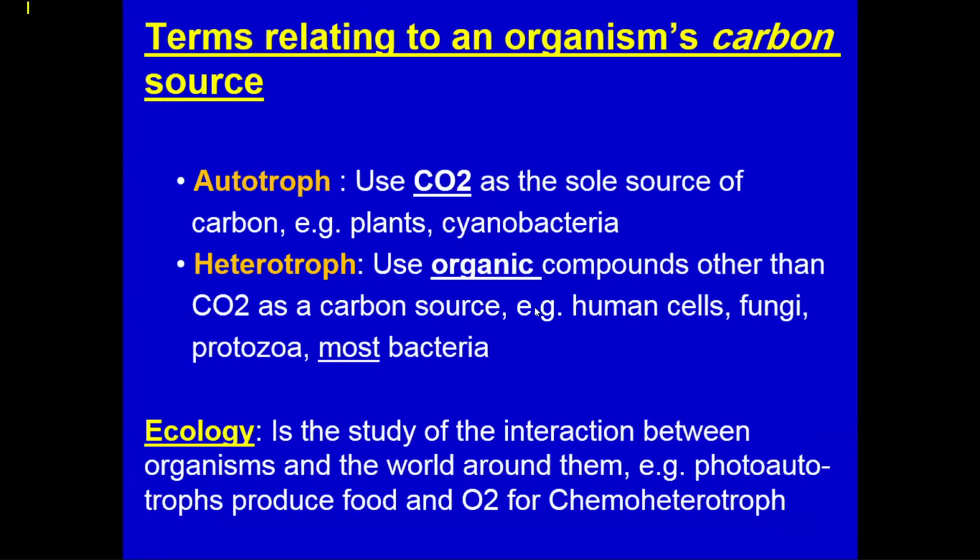This should be clear. There is another word whose definition you should know: ecology. What is ecology? It is the study of the interaction between organisms and the environment. For example, autotrophs: photo means light, auto means CO2. Autotrophs produce food and oxygen for what? For chemoheterotrophs, as if they are the food manufacturers for the chemoheterotrophs.